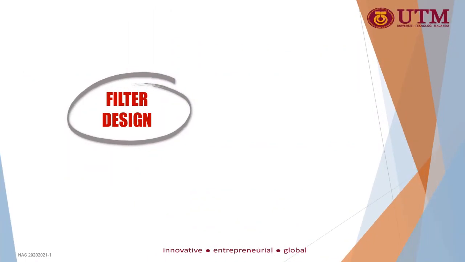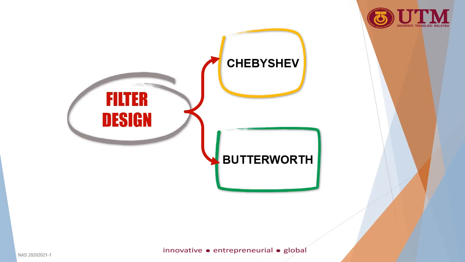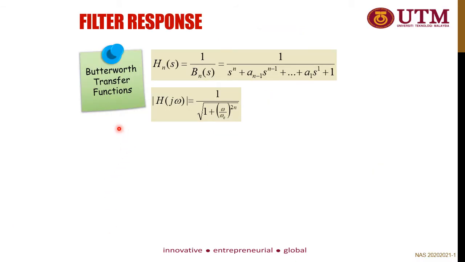We will discuss two types of filters, which are the Chebyshev and Butterworth. Butterworth and Chebyshev filters have different types of response, for example in the transfer function itself. The first one shown is the transfer function for the Butterworth filter. You can see constant 1 on top, and at the bottom there's s to the power of n. N is the filter order number that you need to determine before you can design a filter, and then a series of a's. a is basically the coefficients or polynomials of the filter.